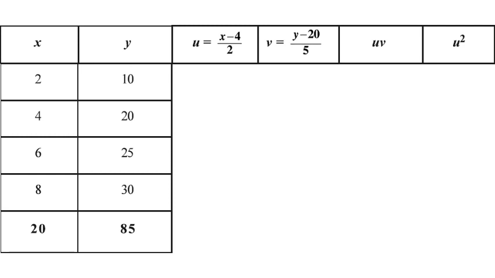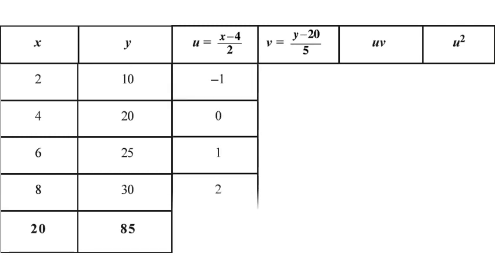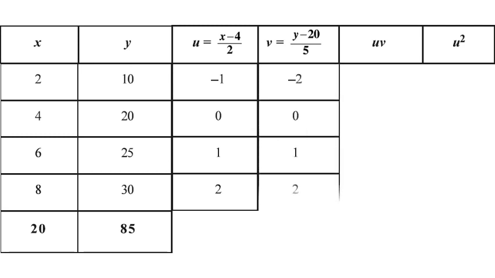Be very careful while making the columns. First of all is the x, that is the u column. 2 minus 4 upon 2 is negative 1, 4 minus 4 upon 2 is 0, 6 minus 4 upon 2 is 1, 8 minus 4 upon 2 is 2. And then next is the v column, that is y minus 20 upon 5. So 10 minus 20 upon 5 is negative 2, then 0, then 1 and then 2. So everything is in a sequence.